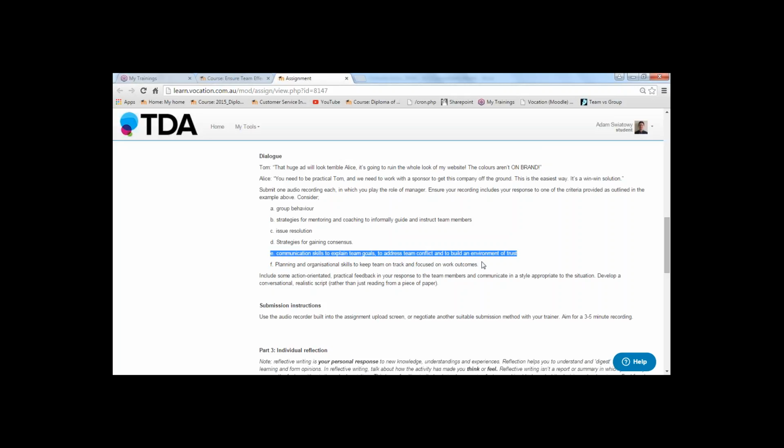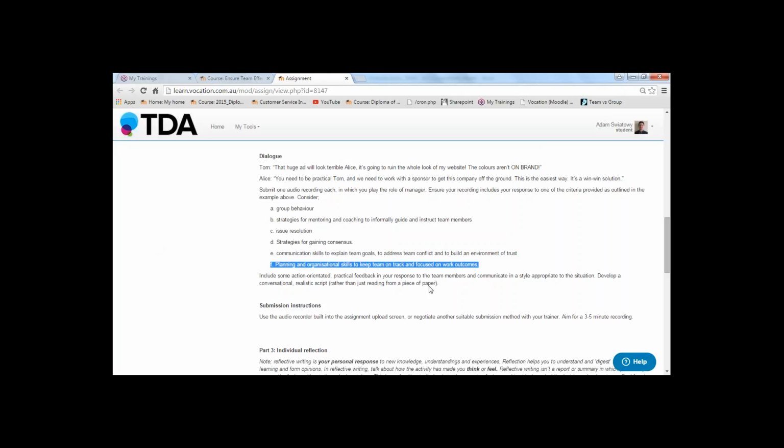And your last point there is planning and organizational skills to keep the team on track and focused on work outcomes. What I'm looking for to see there is what's happening next. Whenever you provide feedback to somebody, it's always good to have some sort of follow-up mechanism. So what I want to see here is evidence that there's, okay, beautiful, this is our plan, this is the way we're going to be working going forward, this is what we've agreed to. That's what I want to see, but what happens next? I want you to explain, or have in that audio, what happens next.